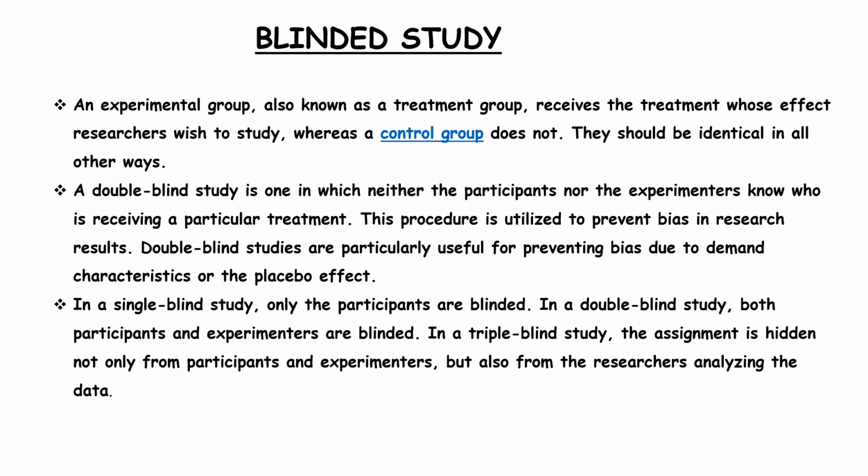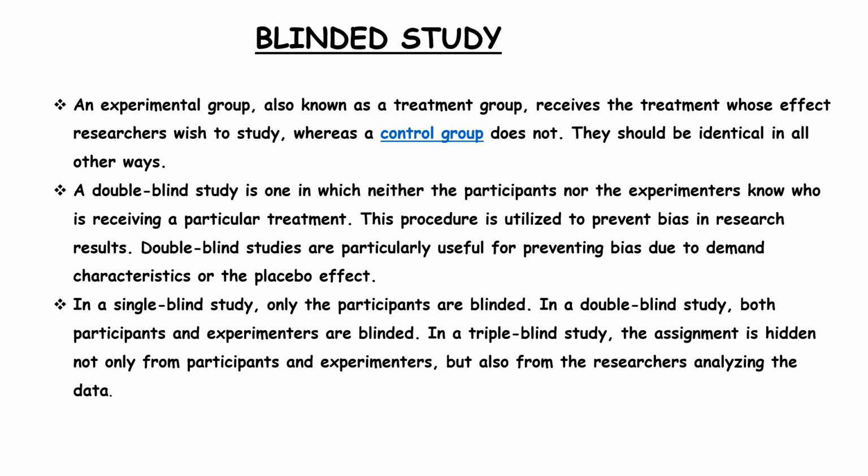So what is a blind study? The experiment group, also known as the treatment group, receives the treatment whose effect researchers wish to study, whereas the control group does not. As we already said, the test group is the one where we observe the changes that our actual drug does, and the control group is the one in which we give the placebo. They should be identical in all other ways. So the control group and the test group should have similar or the same kind of characteristics.